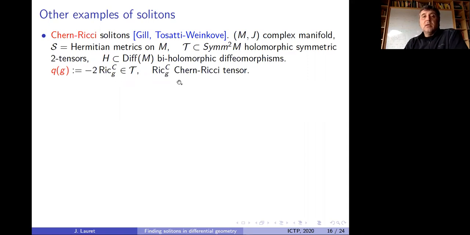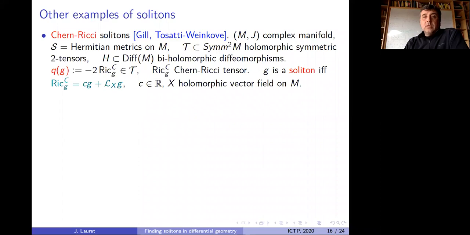There is a connection called the Chern connection, which is the only Hermitian connection. Hermitian means that the metric and the J are parallel. And this is the only Hermitian connection such that the torsion is anti-J invariant. So the 1-1 part is zero. Okay, so this is a soliton. This is the equation for a soliton.